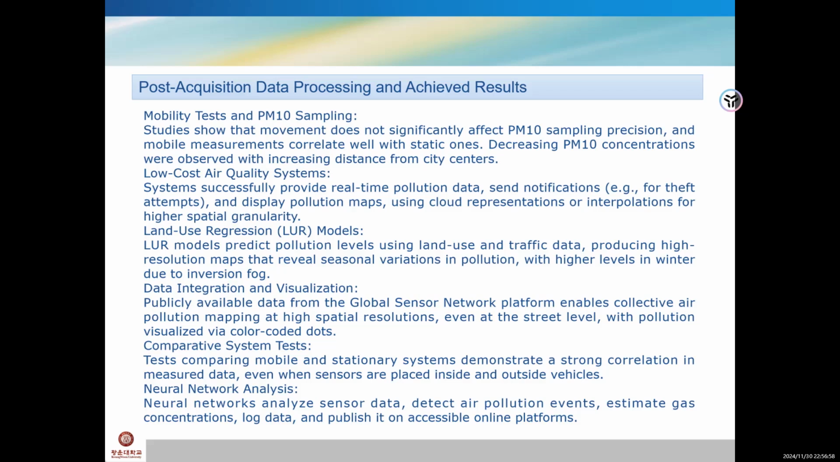Comparative system test. Tests comparing a mobile and a stationary system demonstrate a strong correlation in measured data, even when sensors are placed inside and outside vehicles. Neural network analysis. Neural networks analyze sensor data, detect air pollution events, estimate gas concentrations, log data, and publish it on accessible online platforms.